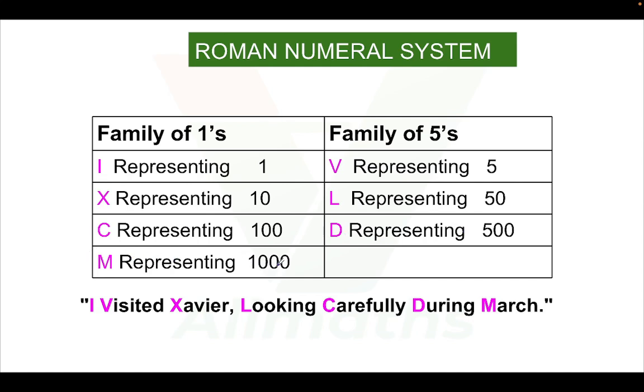Now, what I want to mention here is that I divided these numbers into two groups. We have the family of ones and the family of 5s. The family of ones are I, X, C, and M, representing 1, 10, 100, and 1000 respectively. The family of 5s are V, L, and D, representing 5, 50, and 500 respectively. Pay attention to this because we're going to be using these family rules even in the formation system.